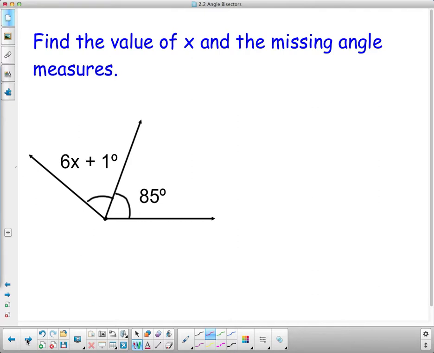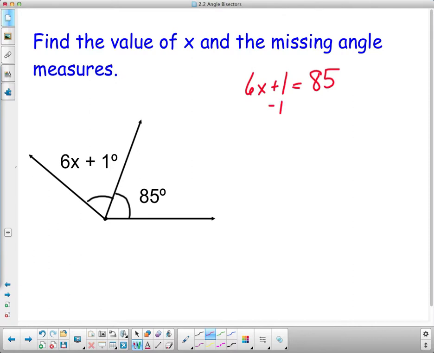Dallas, what equation did you start with? I did 6x plus 1 equals 85. Okay, exactly right. And I saw that on quite a few papers. These two angles have to be the same. How do I know that? Well, because of the markings in the diagram. It's telling me they have to be the same.